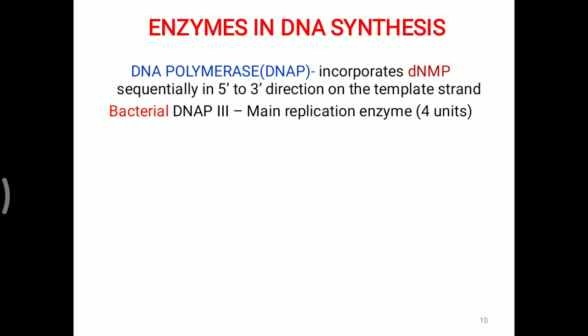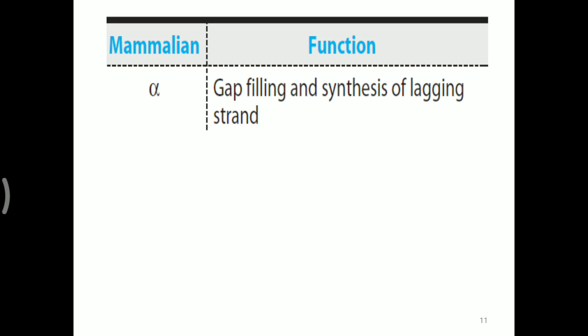For bacteria, you have to remember DNA polymerase 3, the main replication enzyme, which is also made up of 4 units: beta, gamma, delta and delta dash. Bacterial DNA polymerase 1 is considered a repair enzyme, and from it the Klenow fragment is also identified, which is utilized in recombinant DNA technology that we will look at later on. At present, remember DNA polymerase 1 and 3 for bacteria. 3 is the main replication enzyme for bacteria.